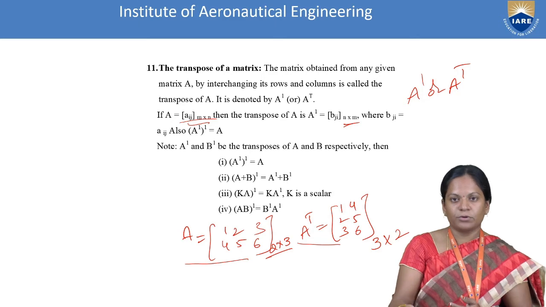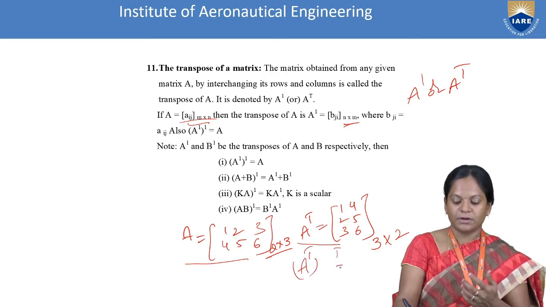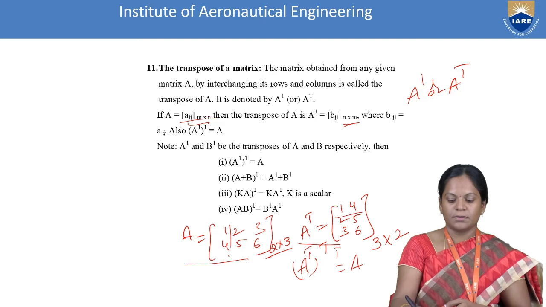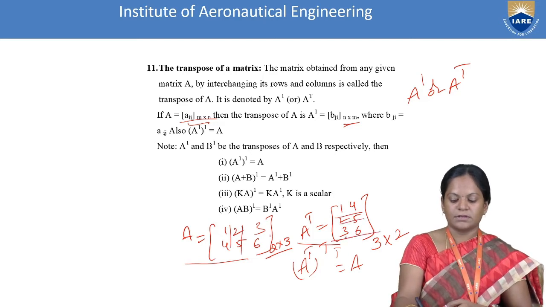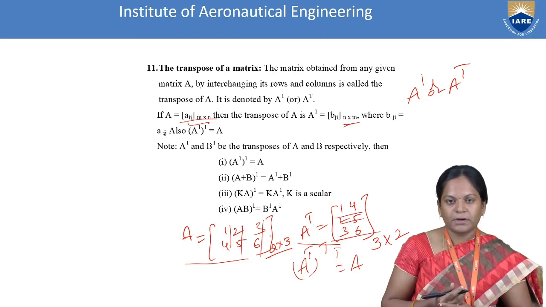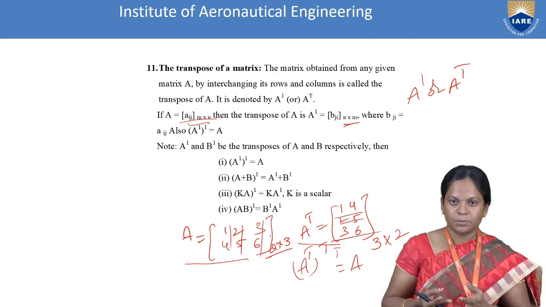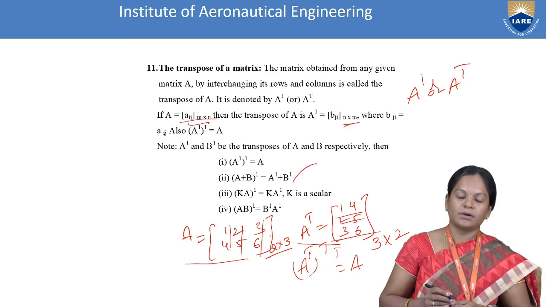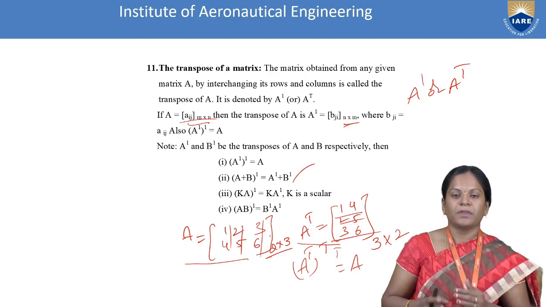So if we take the transpose one more time of this, A transpose, the whole transpose, definitely we get the A matrix. Again change rows into columns. We'll get 1, 4 as the first column, 2, 5 as the second column, 3, 6 as the third column. Again we'll get A. So what is the property here? A transpose whole transpose will give A. Similarly, (A plus B) whole transpose equals A transpose plus B transpose.